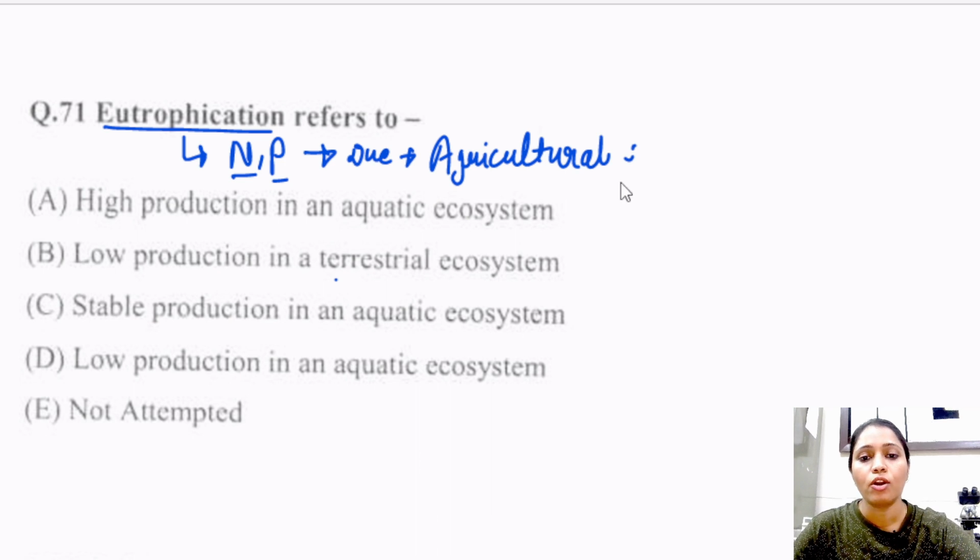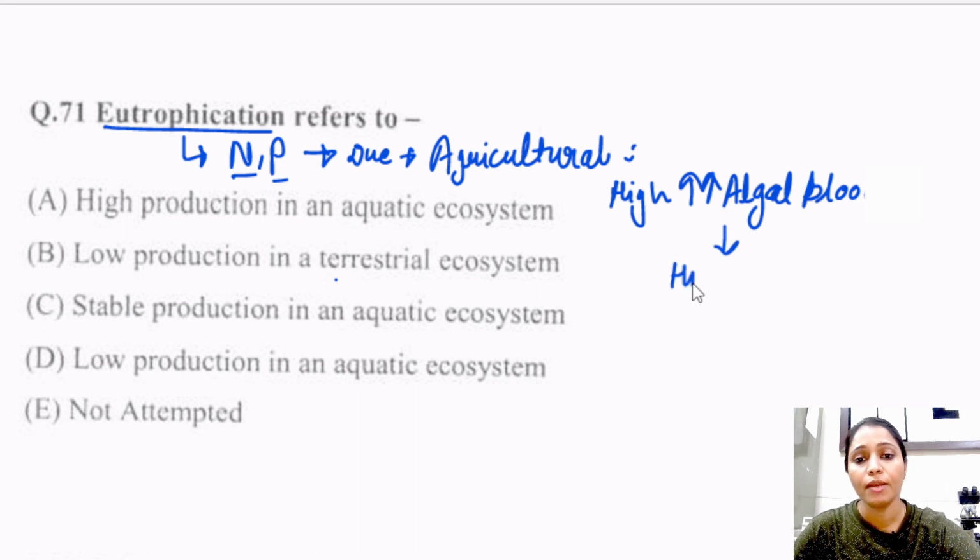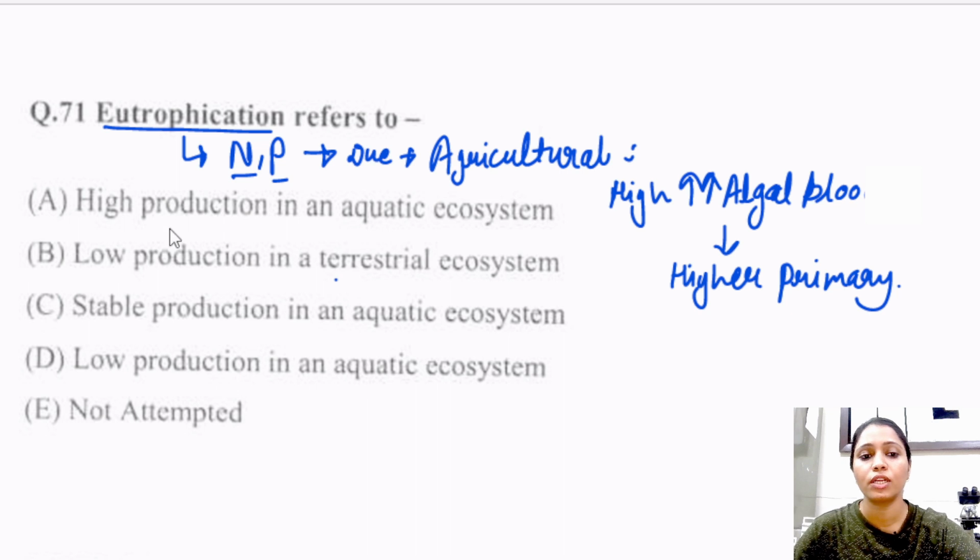These nutrients overload leads to high growth of algal bloom. यहाँ पे algal bloom काफी ज्यादा अमाउंट में ग्रोथ हो जाती है, which causes the higher primary productivity, and this is temporary because over the time this water is unusable for any fishing or drinking or as well as recreation.